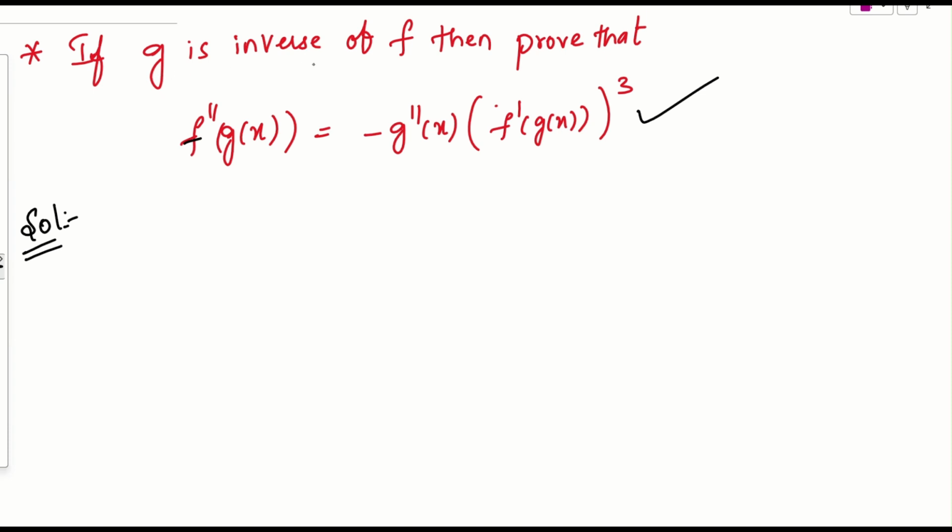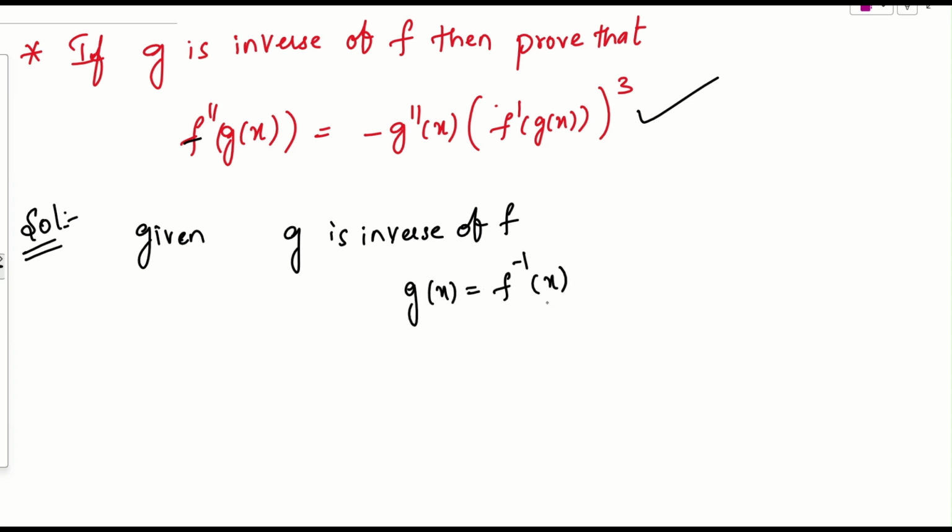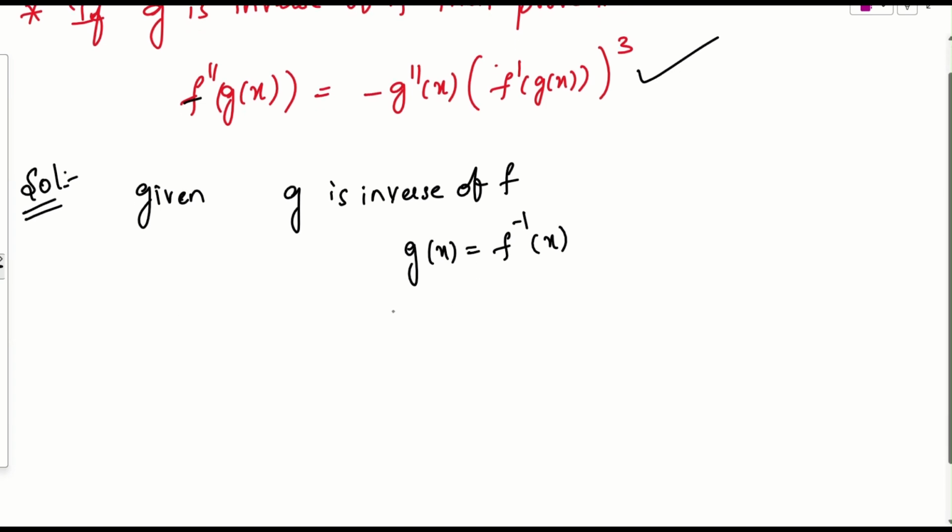So now continue. G is the inverse of this. What is given, let me write it down. Given that G is the inverse of F. What is the meaning of G is the inverse of F? I can take the G function is nothing but the inverse of F, meaning F inverse is nothing but G. Is it okay? So if I apply F on both sides, F of G of X is nothing but F of F inverse of X.